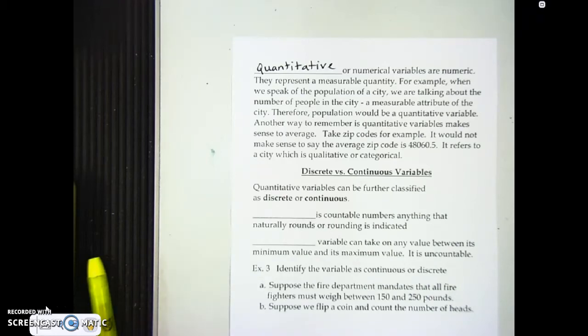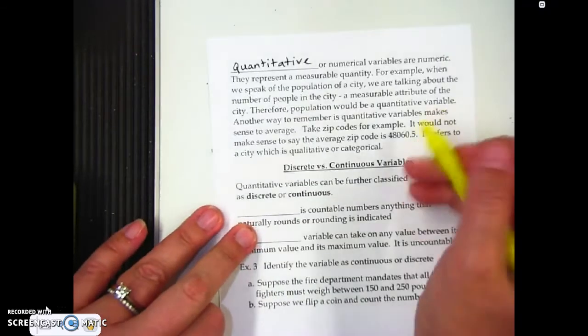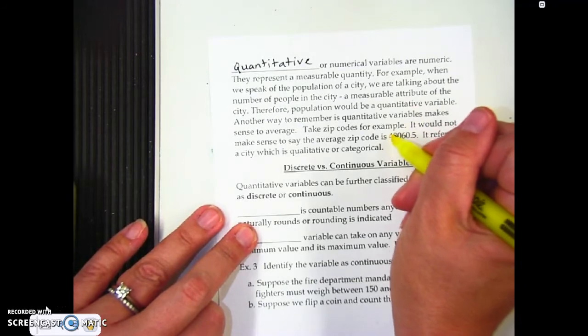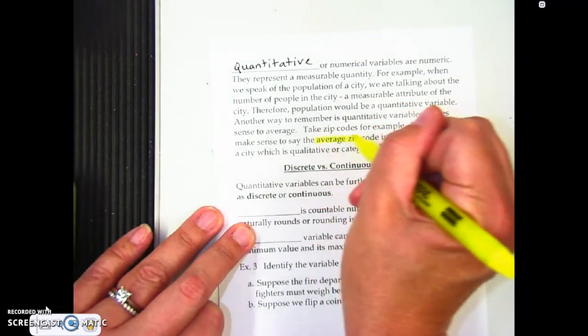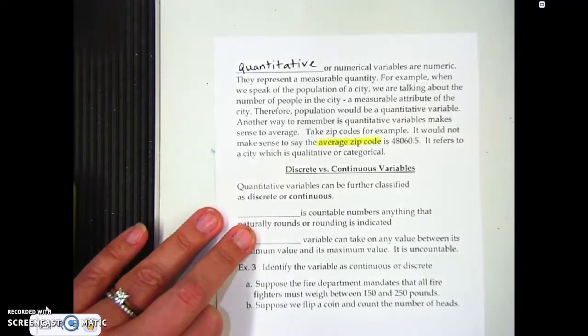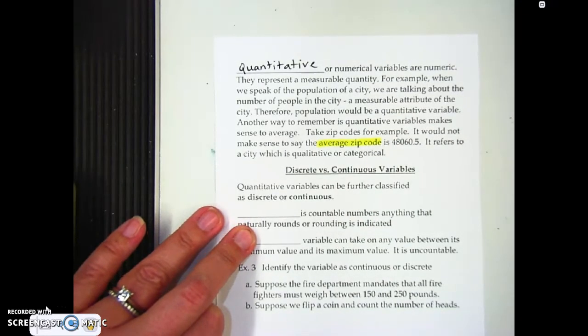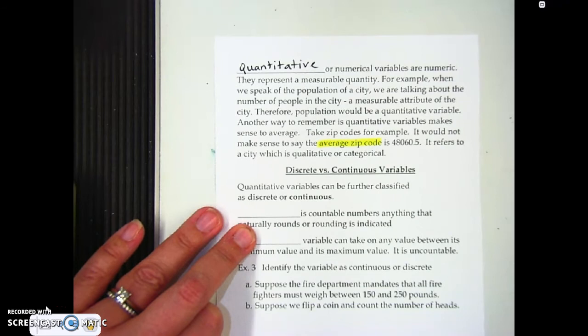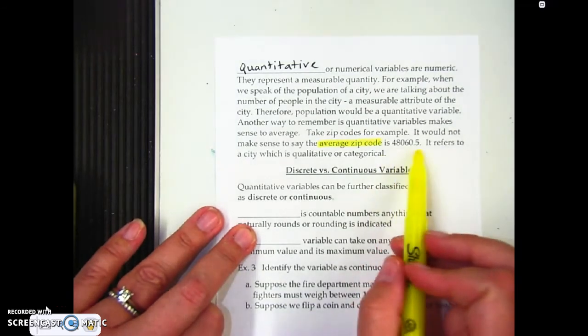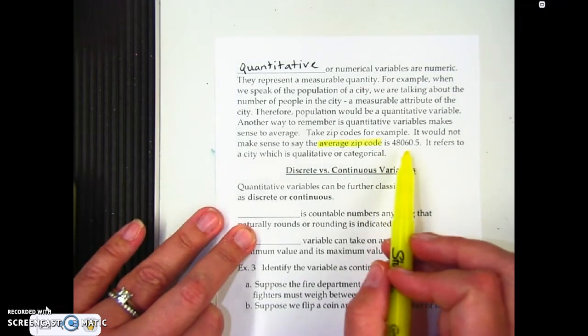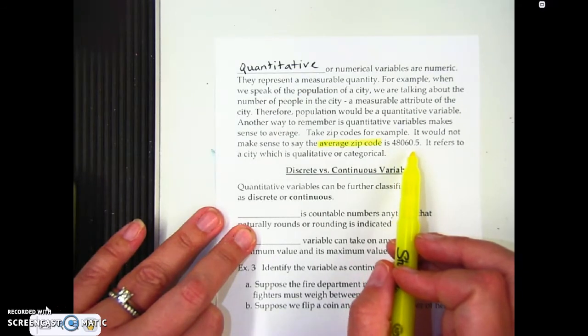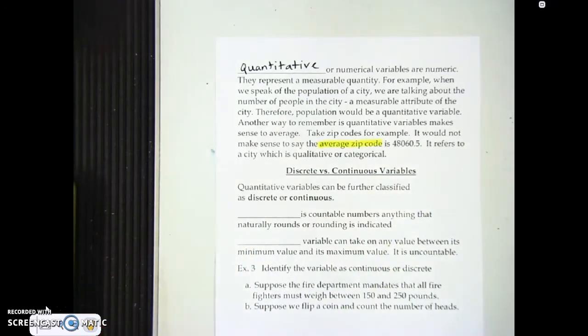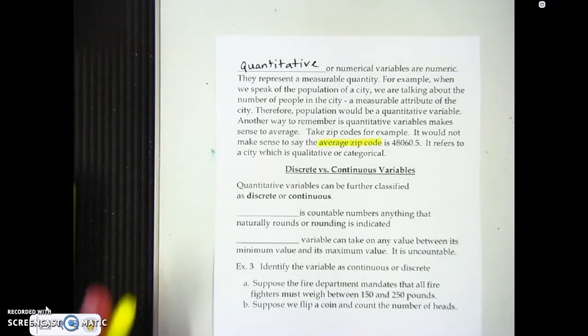Now, where some confusion comes into play is there are a few things that are numbers that are not necessarily quantitative variables. So like right here, I'm talking about zip code. A zip code is a number, but what a zip code does is represent a category. And so that would not be a quantitative or numerical variable. However, the difference is, what I think of is, I'm not going to average a zip code. Okay, it doesn't make sense to say the average zip code is 48060.5. So that's one thing that helps me in this situation.